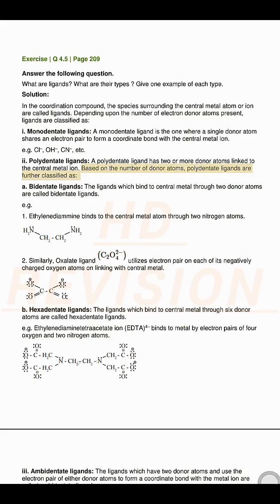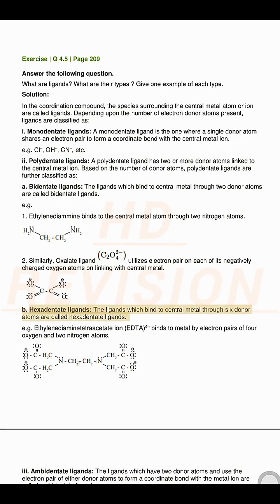Based on the number of donor atoms, polydentate ligands are further classified as A. Bidentate ligands. The ligands which bind to the central metal through 2 donor atoms are called bidentate ligands. E.g., 1. Ethylenediamine binds to the central metal atom through 2 nitrogen atoms. 2. Similarly, the oxalate ligand utilizes the electron pair on each of its negatively charged oxygen atoms on linking with the central metal.